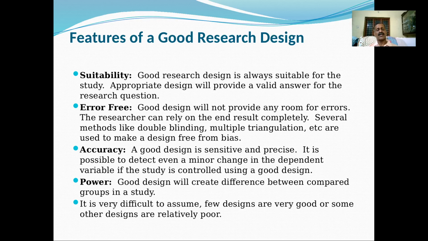And again, a good design should be error free. A good design will not provide any room for errors. The researcher can rely on the end result completely if we are using a good research design. There are several methods like double blinding, multiple triangulation, etc. used to make the design free from bias. That's the important thing. There should not be any room for errors, any room for any bias in the research study. If fewer biases are there, the quality of the research is very high.